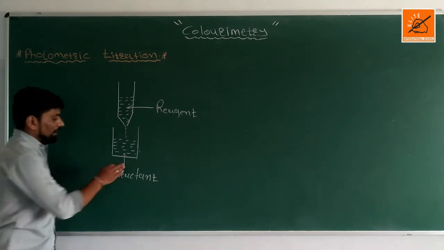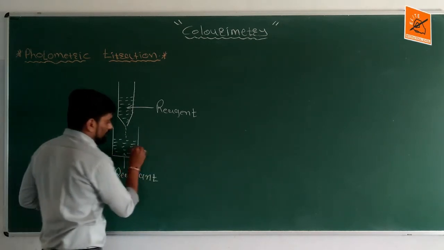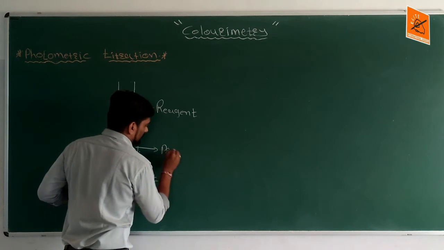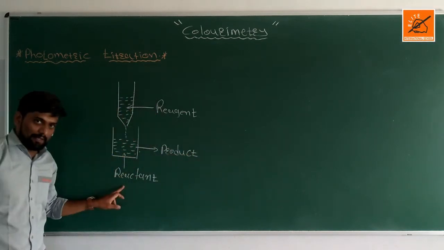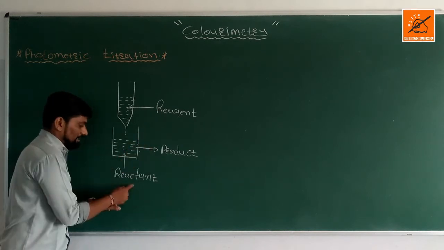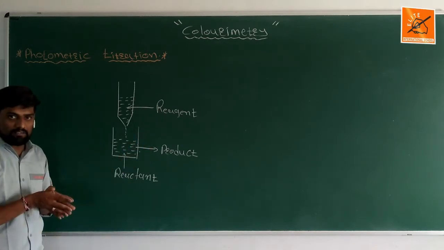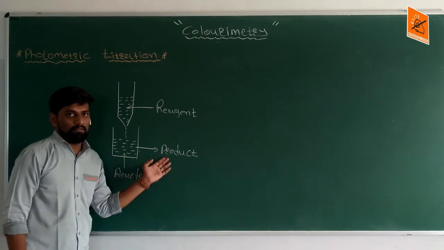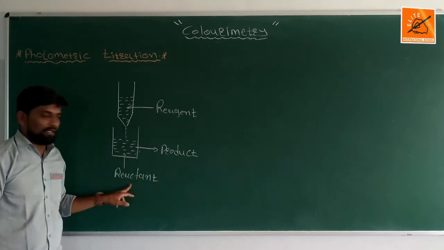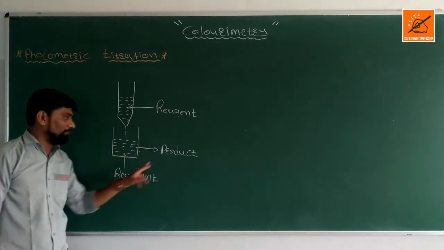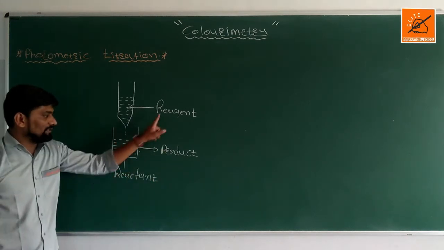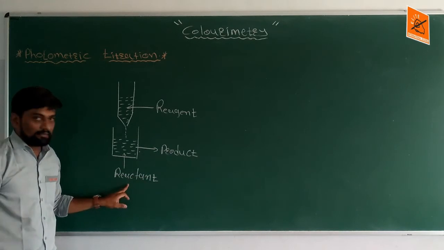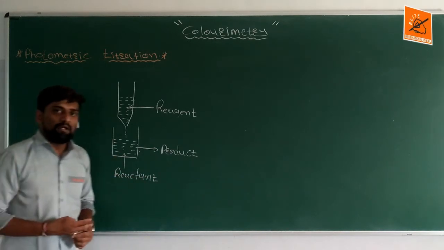At that time, the reactant converts into the product. It means that whenever the reagent is added into the flask, the reagent and the reactant combine with each other and form a new product. So these are the three main components used in photometric titration: reagent, product, and reactant.